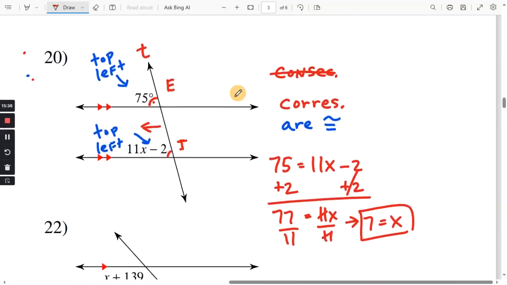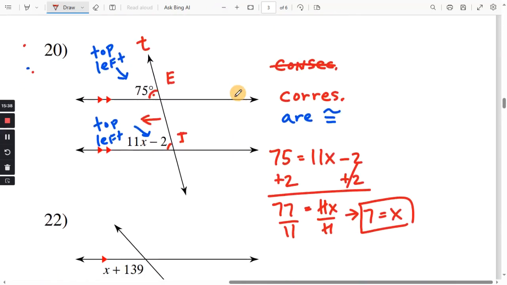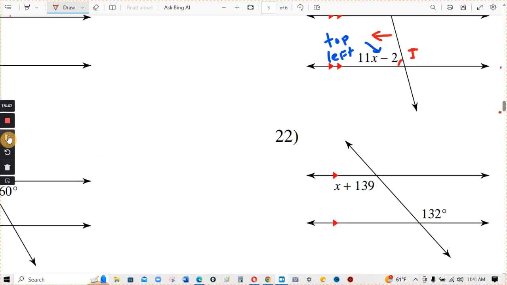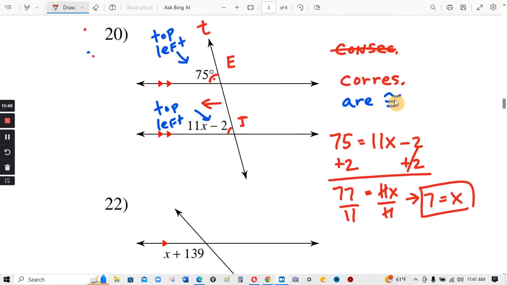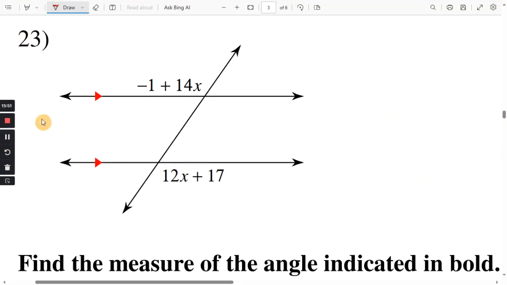So that's it for number 20. They just wanted us to solve for x. All right, I would say in most cases, these angles are going to be congruent and you're going to be setting them equal to each other. All right, let's look at number 23.